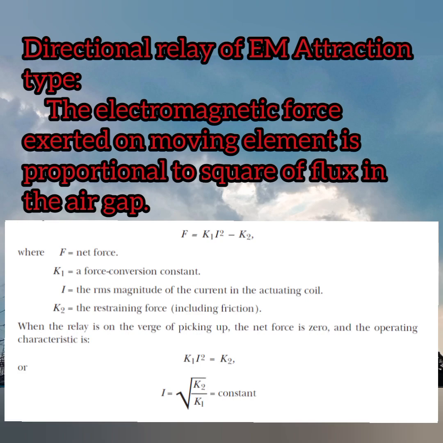Next, the electromagnetic attraction type of relay. So the electromagnetic force exerted on a moving element is proportional to the square of the flux in the air gap. This is the working principle of your electromagnetic attraction type of relays.